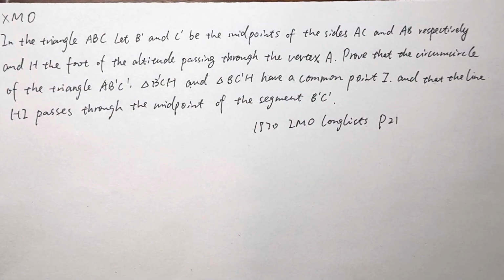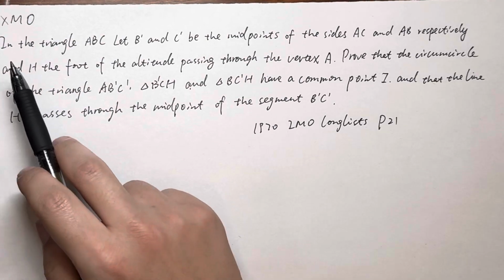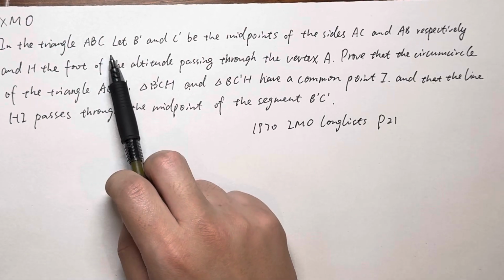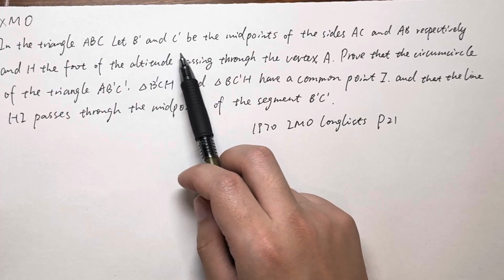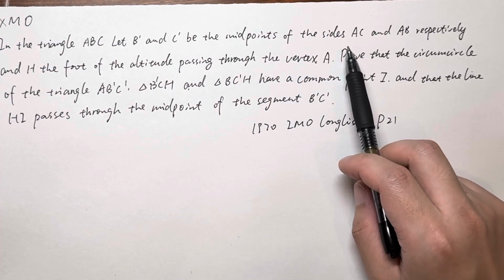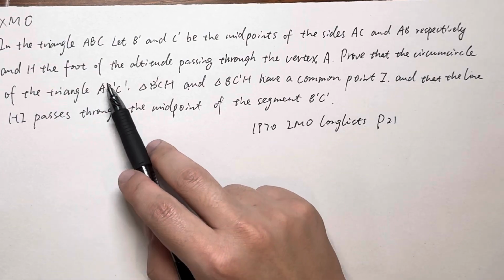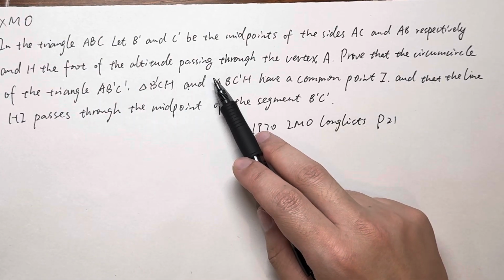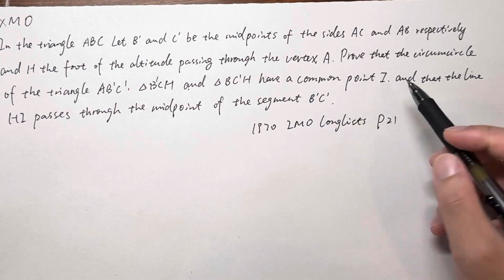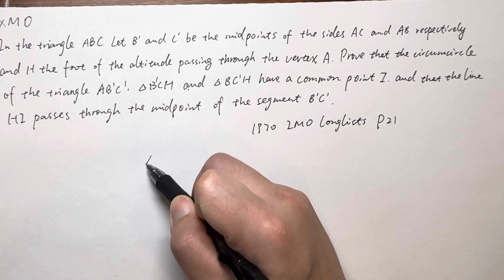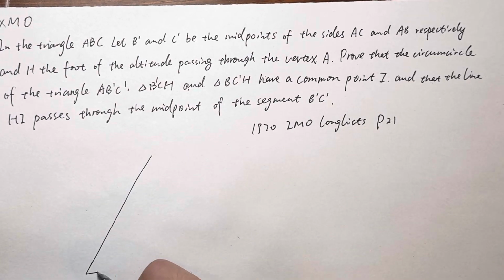So this is a problem from 1970 IMO Longlists, problem 21. In the triangle ABC, let B' and C' be the midpoints of the sides AC and AB respectively, and H the foot of the altitude passing through the vertex A. So let's draw the figure first.